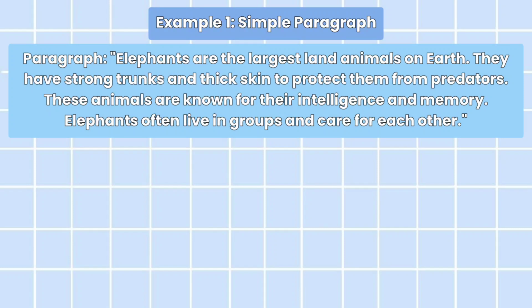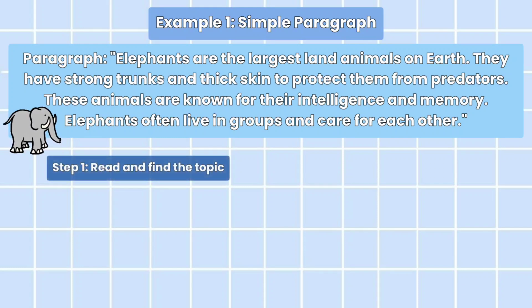Let us study these examples. First, a simple paragraph. Elephants are the largest land animals on Earth. They have strong trunks and thick skin to protect them from predators. These animals are known for their intelligence and memory. Elephants often live in groups and care for each other. Let us now find the main idea.